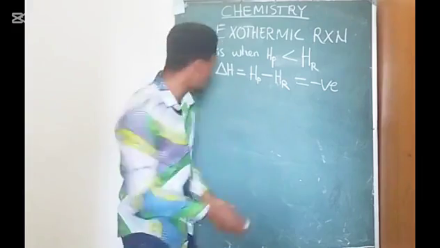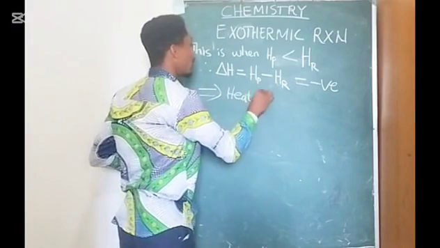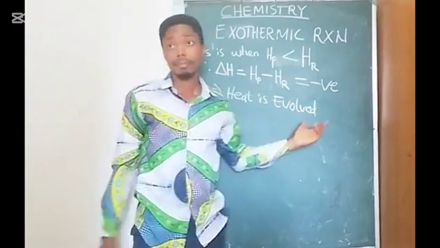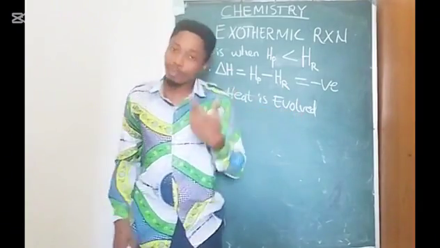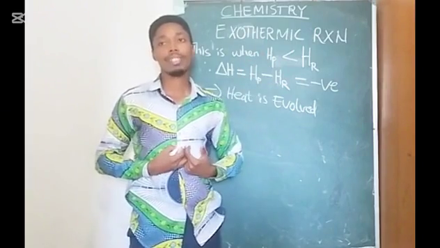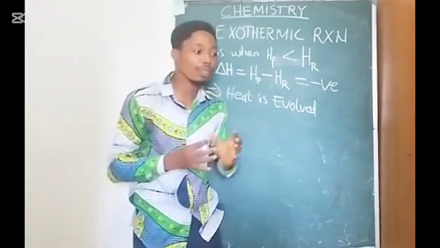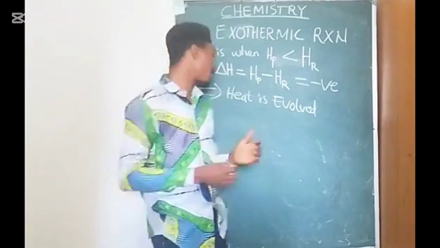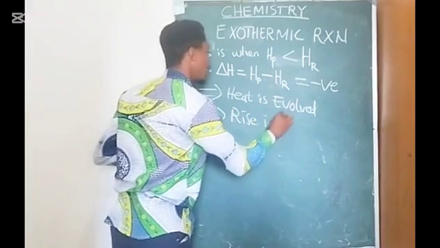So, points to note: in an exothermic reaction, heat is evolved. All right. Heat is evolved also simply means that heat is driven out of the reaction to the surrounding vessel. This also means that the reaction vessel in an exothermic reaction is hotter than the surroundings. Another thing you should note about an exothermic reaction is that there is a rise in temperature.